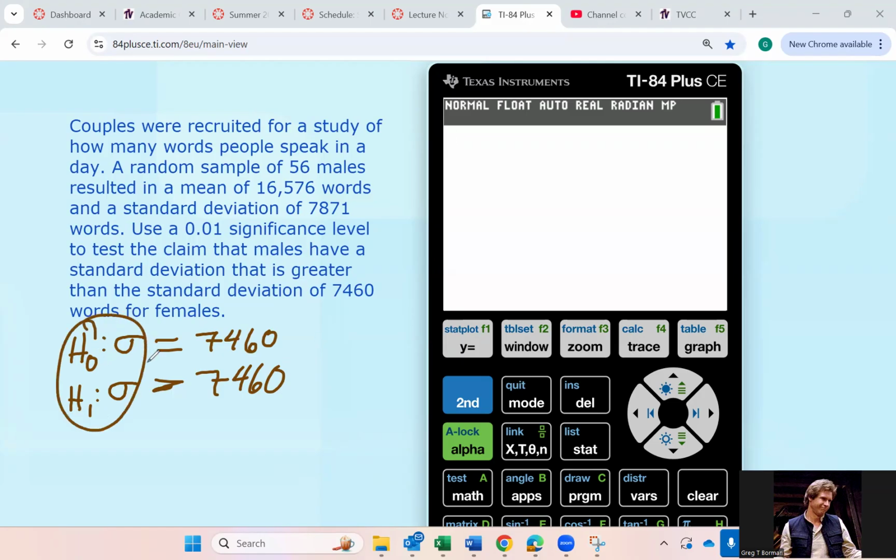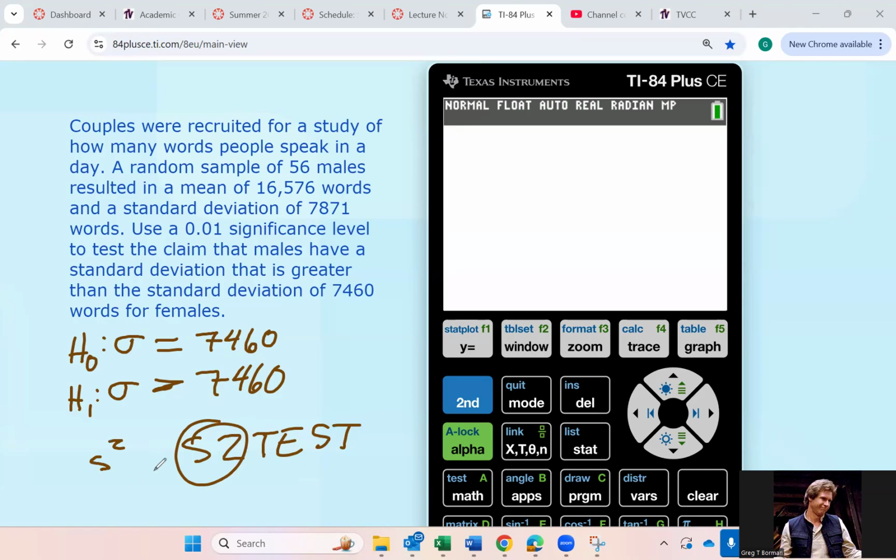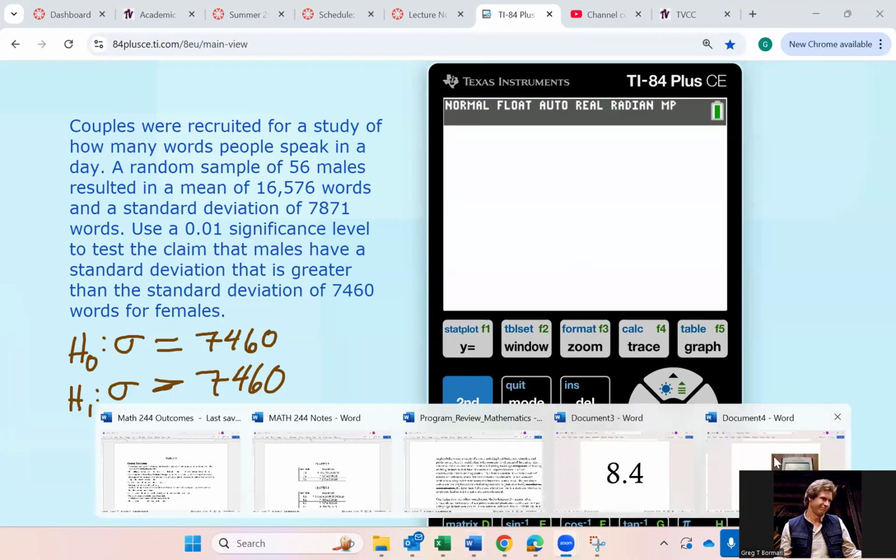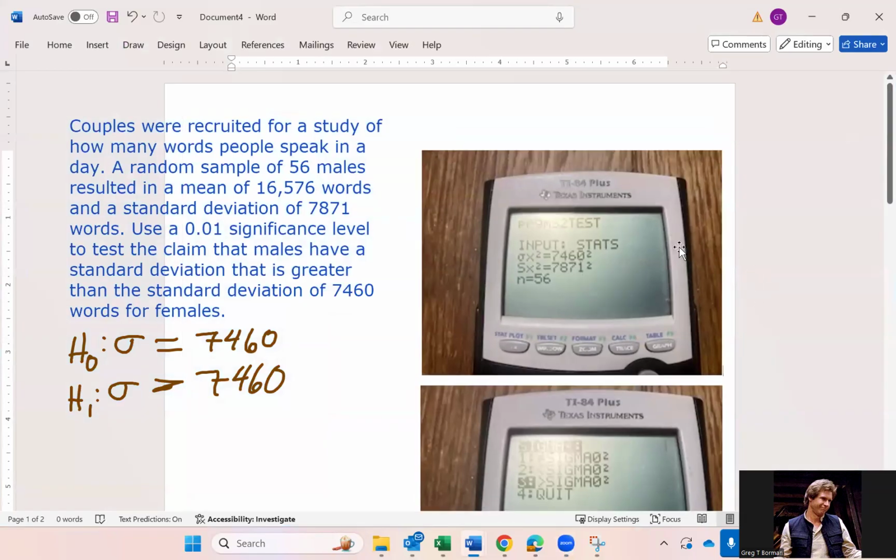So when you're doing a hypothesis test for standard deviation or variance, we are going to need to use one of the things in our programs. It was the S2 test. S2 has to do with S squared, so we're talking about variance or standard deviation. In this case, standard deviation, and we want to do the test associated with it. That is what we're going to want to use in the programs. As I've said before, I don't have the programs in this calculator, so we're going to go to here. When you go to S2 test, you'll put in all your data.